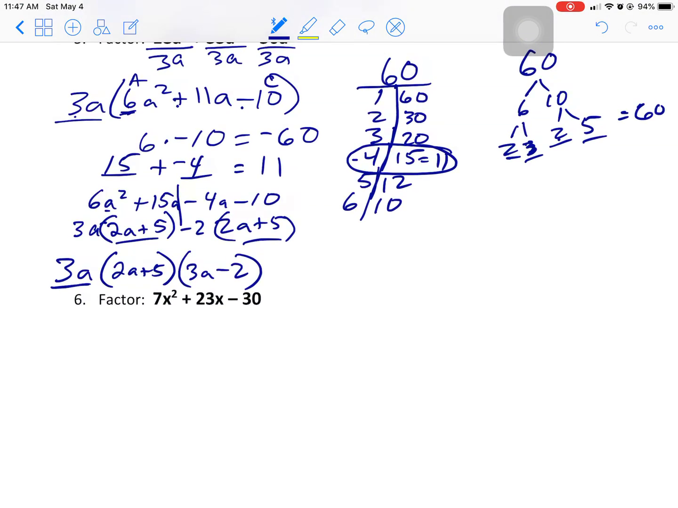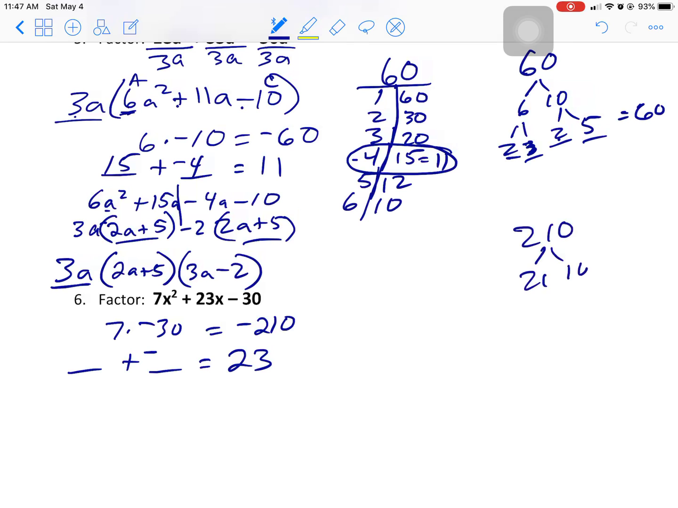All right, let's try this one. No greatest common factor comes out. Got to keep the 7. 7 times negative 30 is negative 210. Oh my goodness. This plus this equals 23. Positive and negative mean positive and negative. That means they have factors of 210 that are 23 apart.